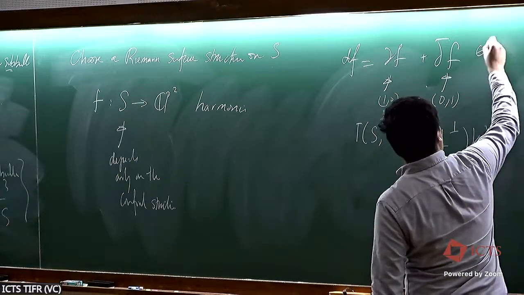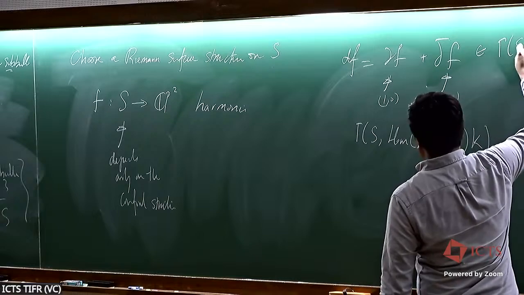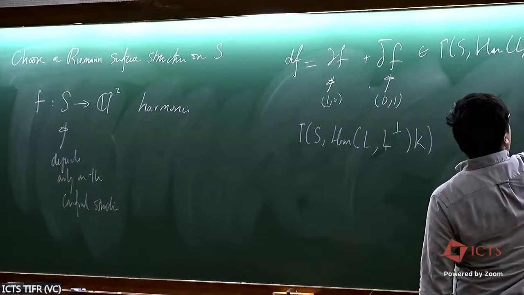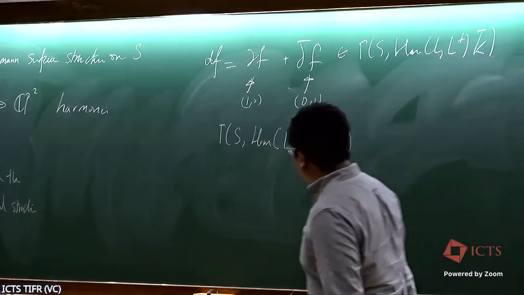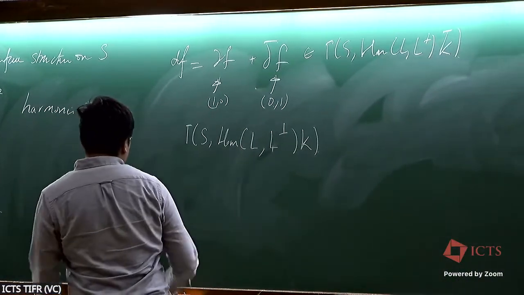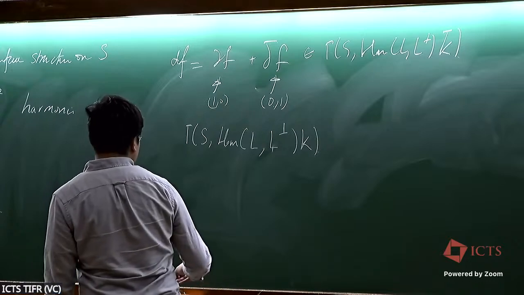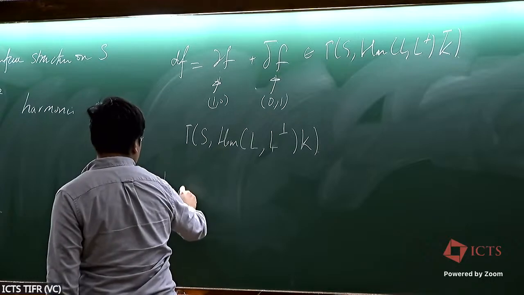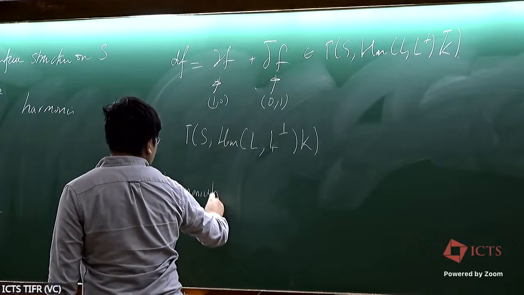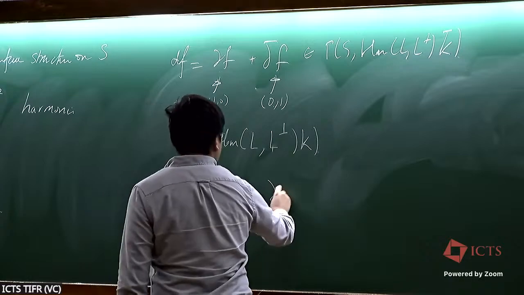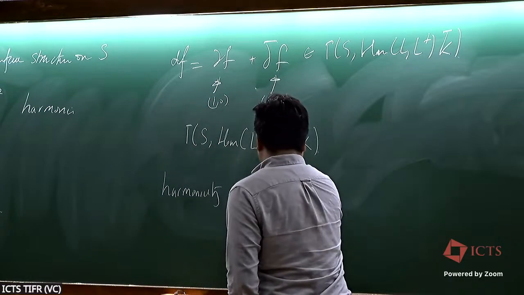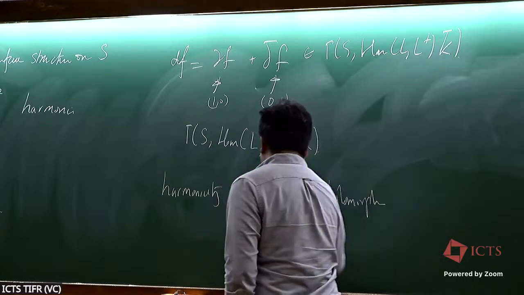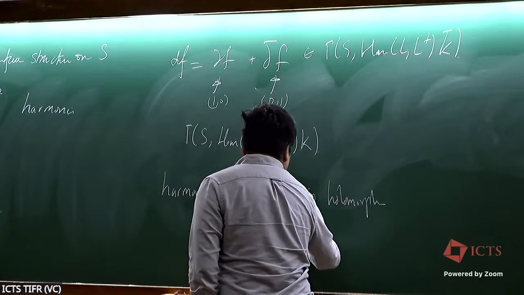Likewise, this del bar here, you can see that it's similarly L to L perp, and now I have a K bar here. Okay. Now we saw that with harmonicity, we have a Laplacian associated to this, and you have a del F here. So harmonicity of the map tells us that del F is holomorphic. And likewise, del bar F is anti-holomorphic.